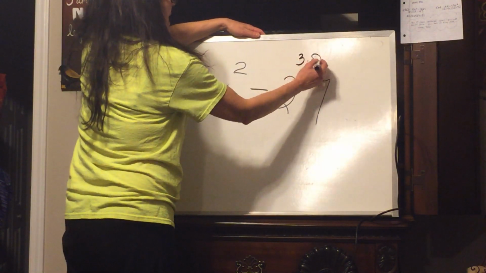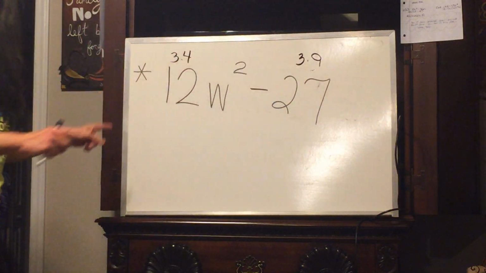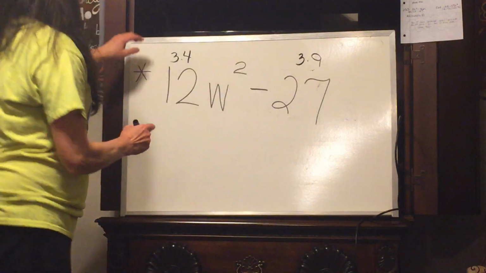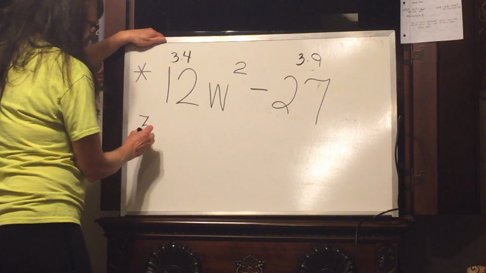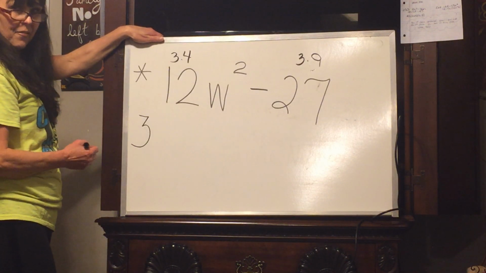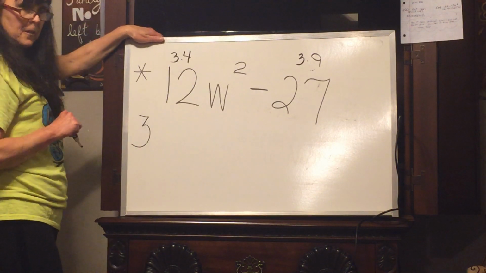27 is 3 times 9. What number is in both of those? You got it. 3. So that is where this 3 is coming from. And when you do a GCF, you only have one set of parentheses.